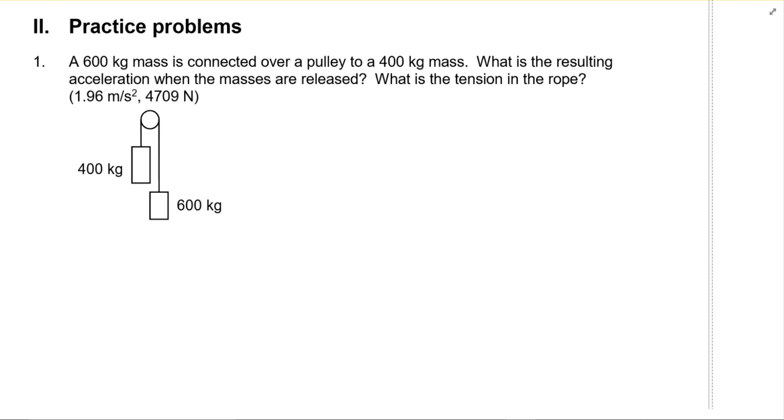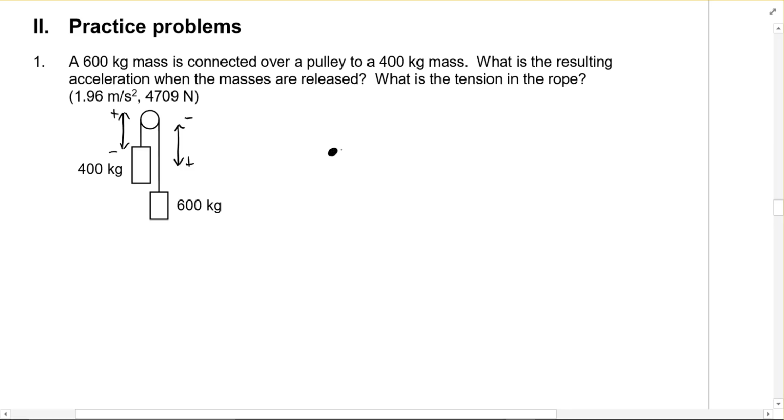Okay. So number one says a 600 kilogram mass is connected over a pulley to a 400 kilogram mass. What's the resulting acceleration when the masses are released? What's the tension in the rope? So on the right side, down is going to be positive, up is going to be negative, because that's the way it's going to accelerate. And on this side, up's going to be positive, down's going to be negative. So let's make a free body diagram for the system.